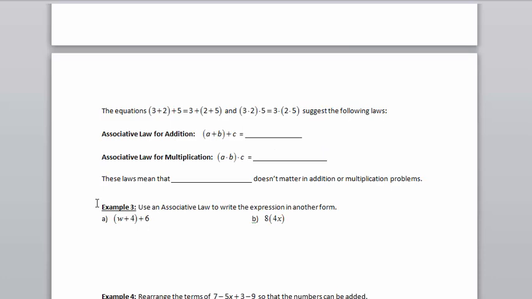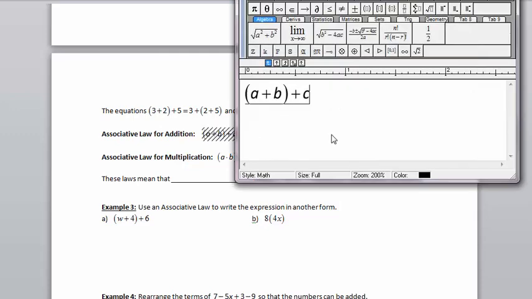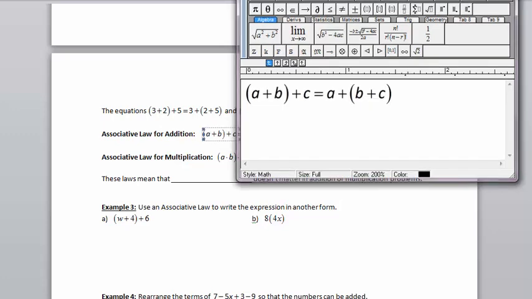Next, we have a new law. The Associative Law is a law that says if you have just additions or just subtractions, you can do them in any order. So for example, A plus B plus C could be done as A plus B plus C. So what we're saying here is that you can either add the first two, A and B, then add C, or add the last two, B and C, and then add A.